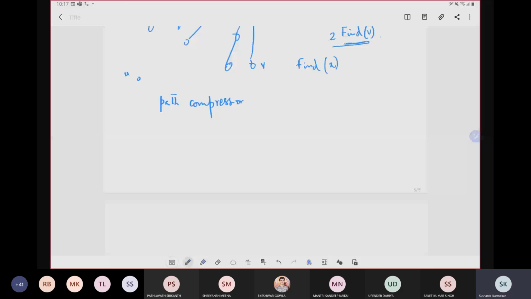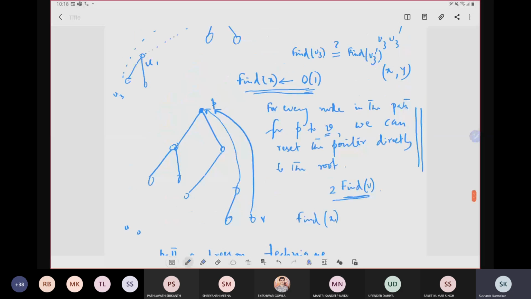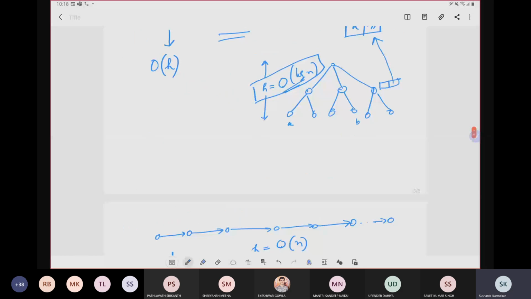This technique is known as path compression. Okay, so union find data structure implementation using linked list and using path compression. What is the method of path compression? For every find operation, the union operation is very simple. I just put a direct link. It's the same union operation. Union operation is like this.